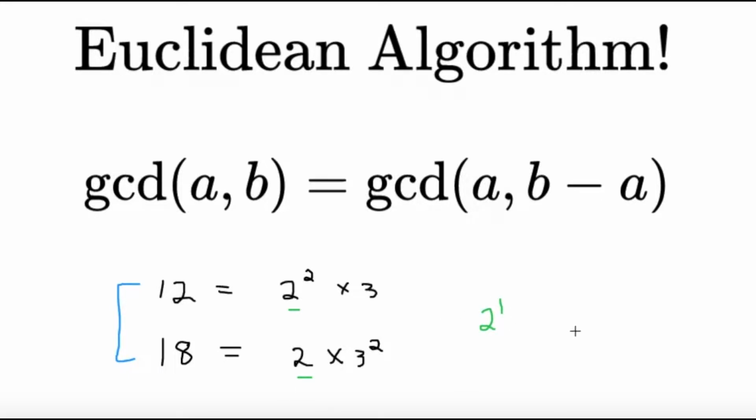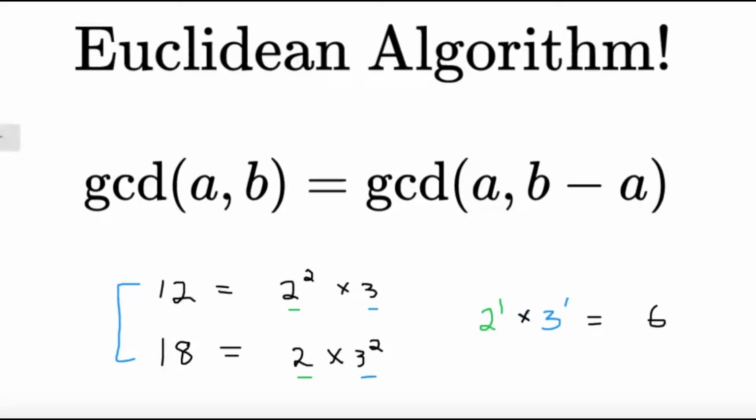Now, we go to the next prime number, which is 3. The largest power of 3 that is common to both 12 and 18 is 3 raised to 1. So I'll write 3 raised to 1. After I cover all the prime factors of these two numbers that I'm taking a GCD of, all I have to do is take the product. So my answer should be 2 raised to 1 times 3 raised to 1, and this gives me 6. And in fact, one can verify that the GCD of 12 and 18 is indeed 6.